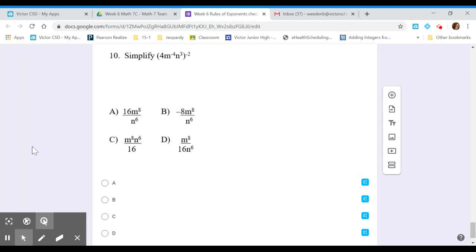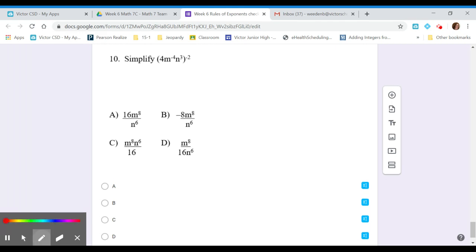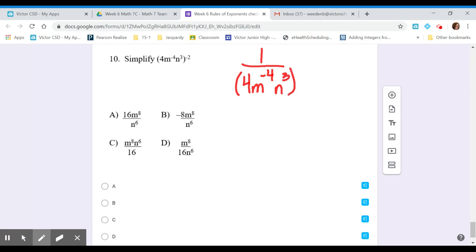For number 10, our entire set of parentheses is raised to the negative 2 power, which means we take the reciprocal. So I'm going to put the entire set of parentheses in the denominator. I'm going to keep my parentheses. Nothing inside the parentheses changes. It just all moves to the denominator to the power of 2. Because again, remember, a negative exponent just means reciprocal.